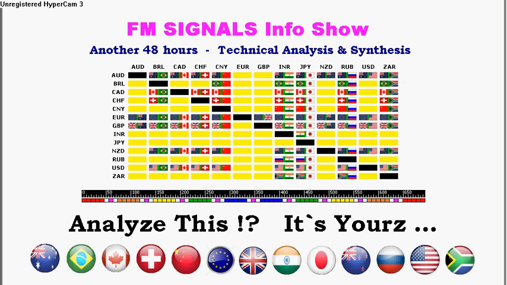With the US dollar. I'm choosing the US dollar for the last 24 hours of this week, because I want to make a little bit longer outlook and analysis. I'm choosing the US dollar, proudly the most influential currency of the world. So let's analyze this stuff again.